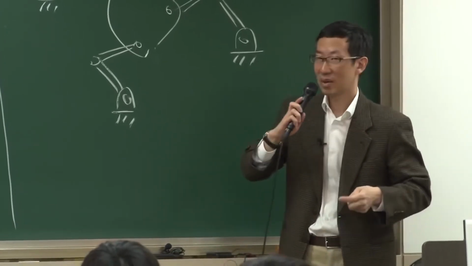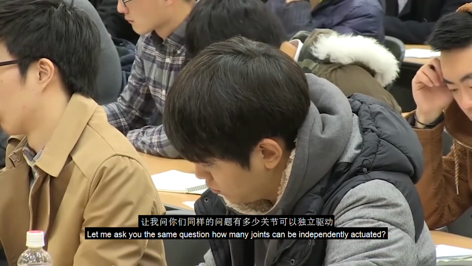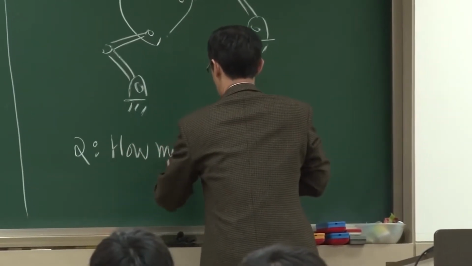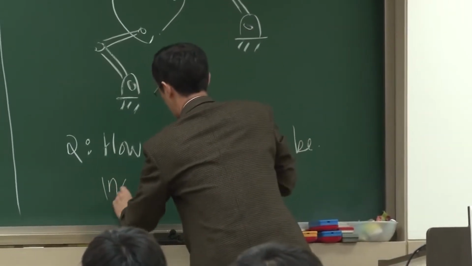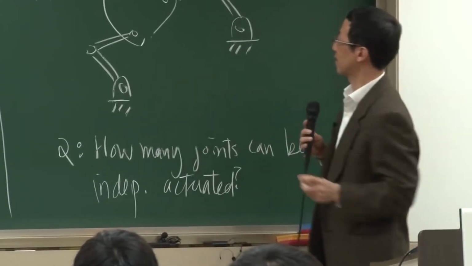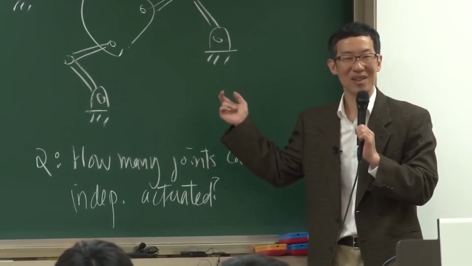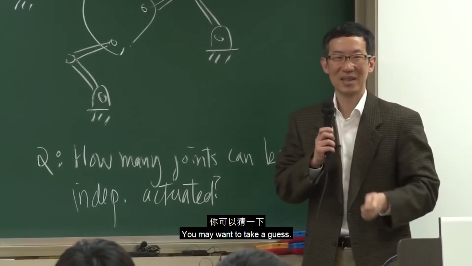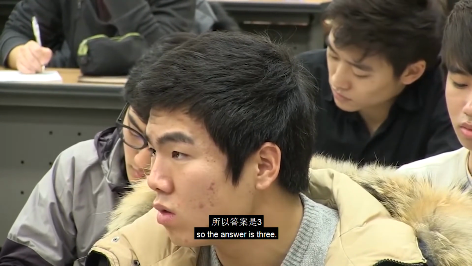Okay, so let me ask you the same question. How many joints can be independently actuated? All right, so for this, the answer is not so clear. You have to think about it. Anybody want to take a guess? Well, if you guess, it would just be a lucky guess. Okay, so the answer is 3.